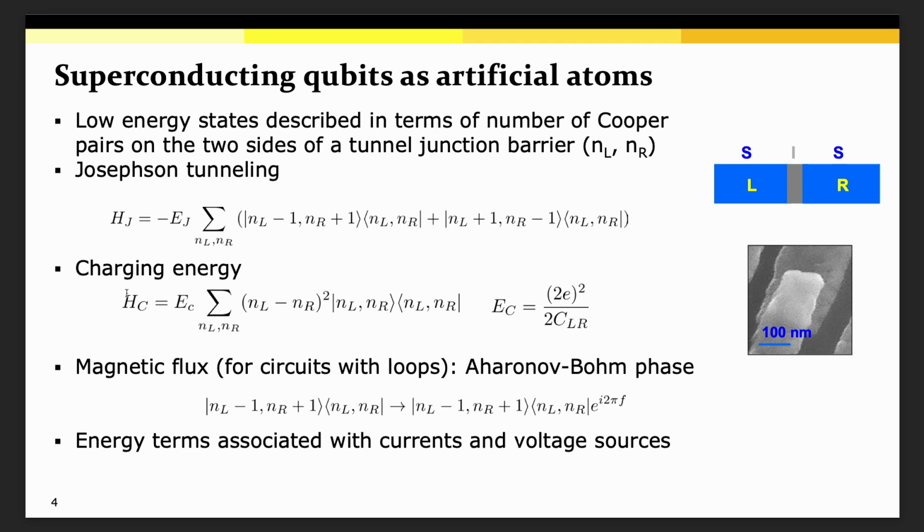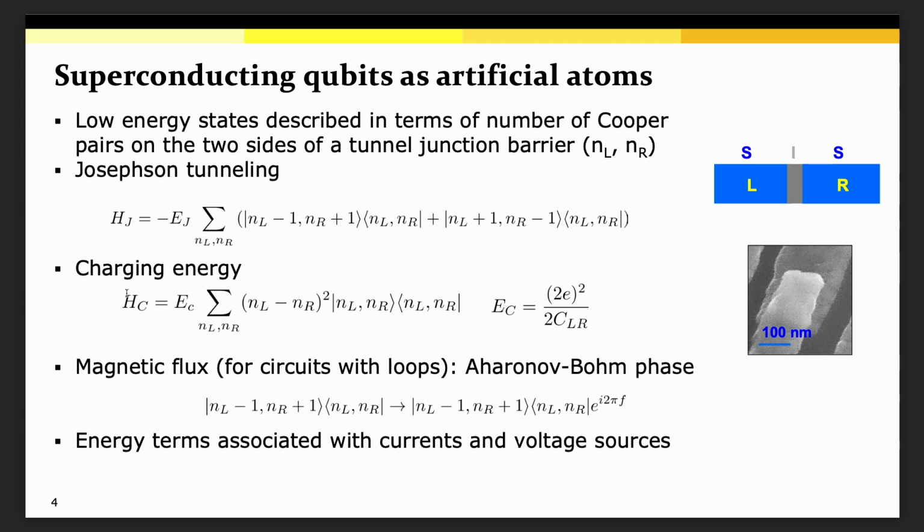Another contribution to the energy, next to this Josephson tunneling contribution, arises from the charging, from the electrostatic energy in the system. If you have an imbalance of Cooper pairs, this generates an electric field, and this leads to an energy contribution, which is simply the energy of a capacitor. The scale is the charge of a Cooper pair squared divided by twice the capacitance, and it depends on the charge imbalance between the two islands.